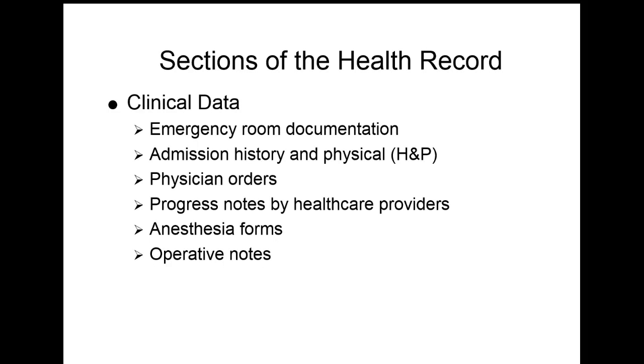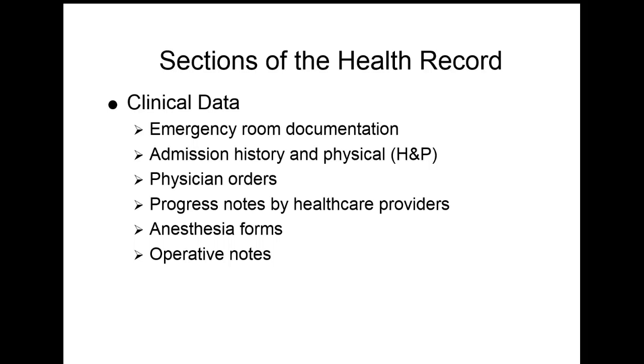Then the next section of the record is clinical data, and this is the documents, the data created by the healthcare providers. Now, this data can be electronic, it can be paper, you can have some of them that are electronic, some of them are paper. The format doesn't matter. The documents are the same. An H&P, whether it's a paper H&P or an electronic H&P, is the same. The requirements are the same. The content of that document will be the same. One's in a paper format, one's in an electronic format.